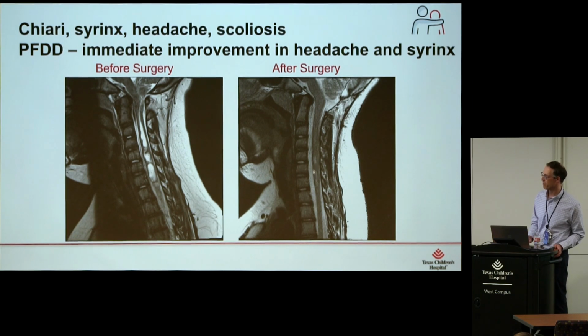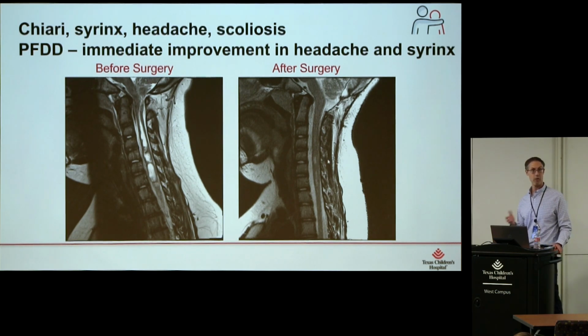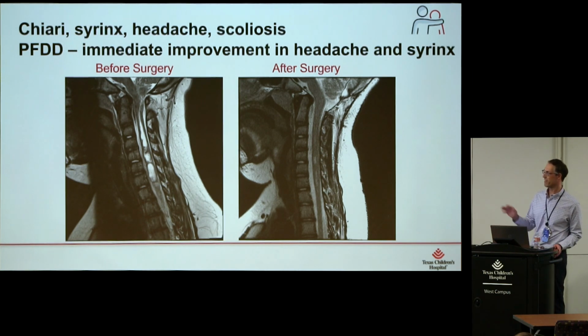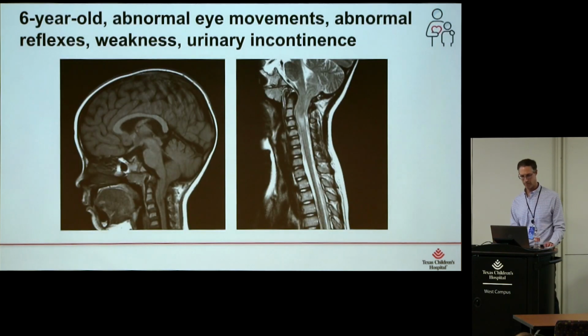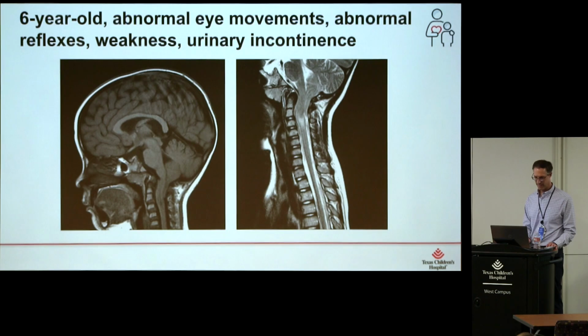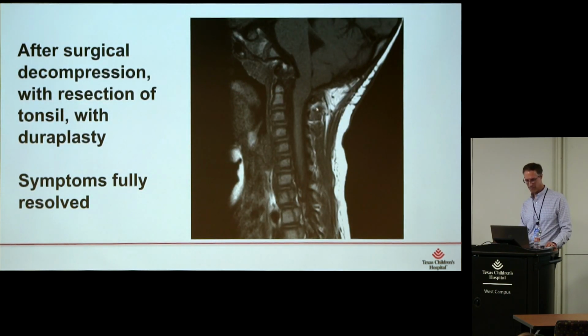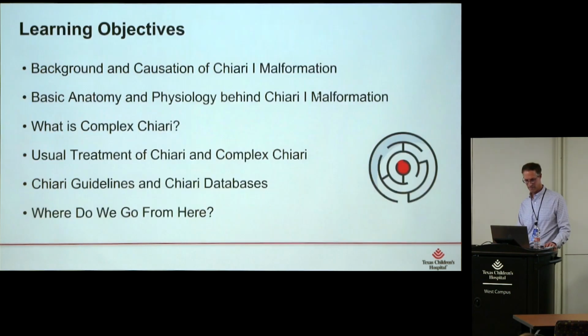You can also see the syrinx, the fluid collection, is gone, and most importantly, the symptoms are better. Obviously, that's the goal of the surgery, but these are ways to look at success on an MRI. Here's another patient. This is abnormal eye movements, abnormal reflexes, weakness, urinary incontinence, and you can see after surgical decompression there's additional room, and with some resection of a tonsil and with some duroplasty, symptoms resolved.